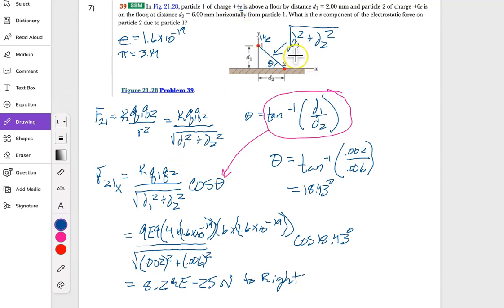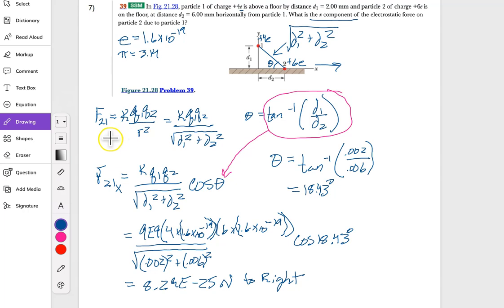And then down here, we know that this one is positive 6e. Because of that, we know they're pushing each other in opposite directions. So this 6 is going to push 4 up that way, and the 4 is going to push 6 down to the right. But you'll notice that it's on a surface. So really, all we're going to do is find the x component of the force of particle 2 due to particle 1. So we know it's going to move it in that direction.